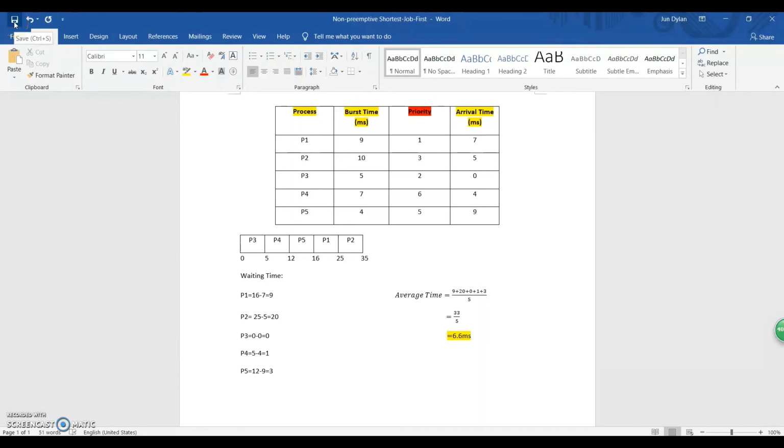Okay, this is how we do the non-preemptive shortest job first algorithm. Thank you.